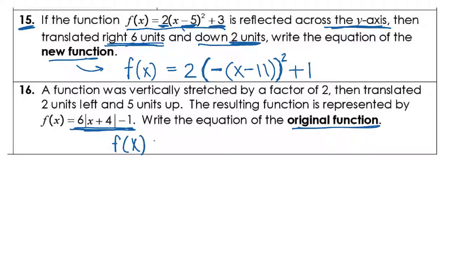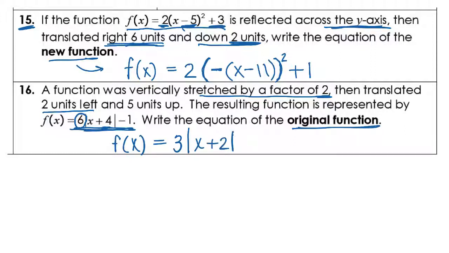So what this is going to say is that we had an original function, and we stretched it by a factor of 2. Well, if I stretched it by a factor of 2 and got 6, then I had multiplied. And what did I multiply 2 by to get 6? Well, that's going to be a 3. So there's where that part is. Then we translated 2 units left. Well, if I moved 2 units left and I ended up with a 4, that's going to be 4 minus 2, really. So we're going to end up with x plus 2.